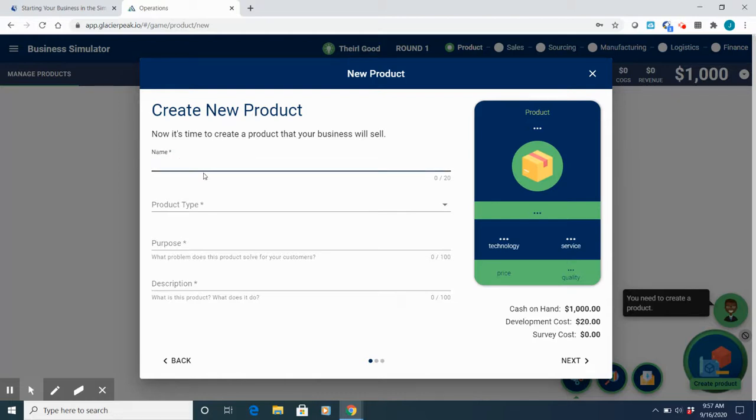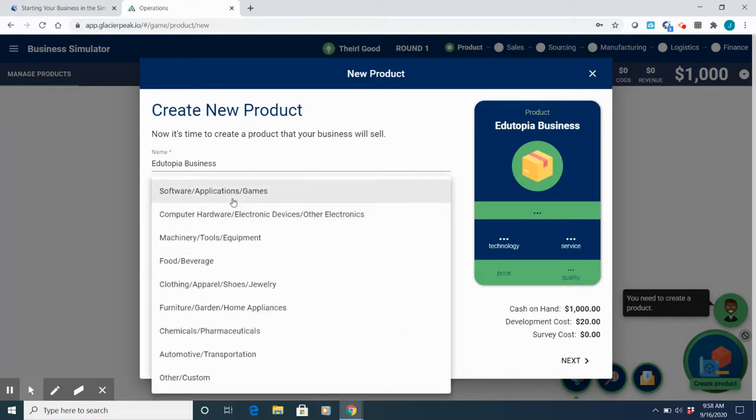So we're going to name our product Edutopia Business. Product type is, where does this fall? So again, from your pre-work, you should have a category that this would fall into. So when I look at this, I'll be creating a software product. So I'm going to put it here.